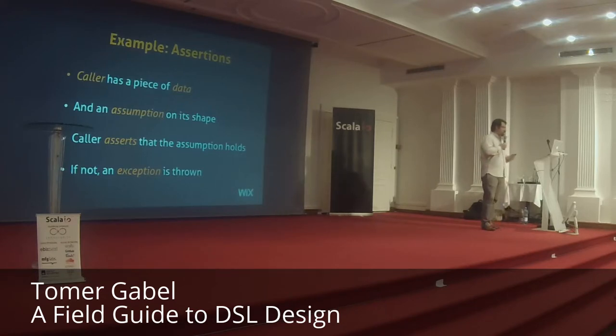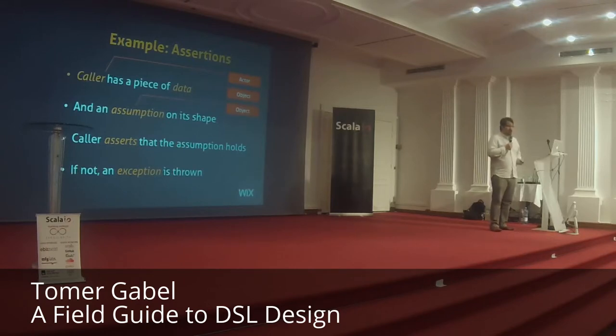So in this context, we have just one actor, the caller, a programmer using your DSL. We have a couple of objects: the piece of data, and the assumption on the shape of that piece of data. And we have an action. The assertion is an action. I have a piece of data, I'm assuming something, I assert. And we have a consequence, which is the throwing of a runtime exception. So this is what we're starting off with.